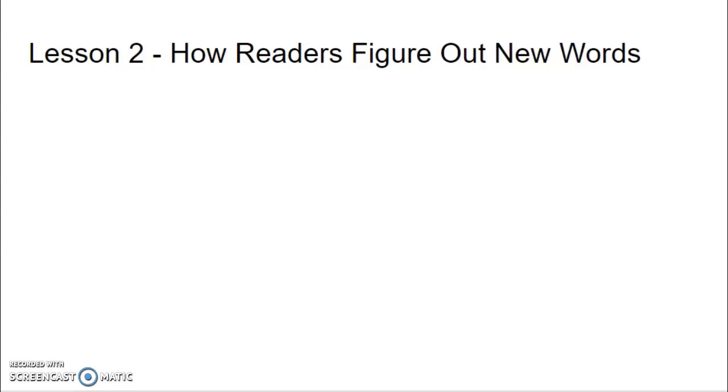For this lesson, I'm going to be talking about how readers figure out new words. Because as we're reading, we will always come across unfamiliar words. And if you're not coming across words that you don't know, you should probably be picking a harder book. Because if the book is at a good level for you, there'll be at least a couple words every page that you're not sure of what they mean. So we need to have some good strategies for figuring out what those words mean.